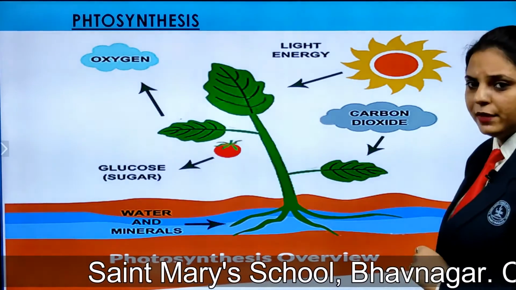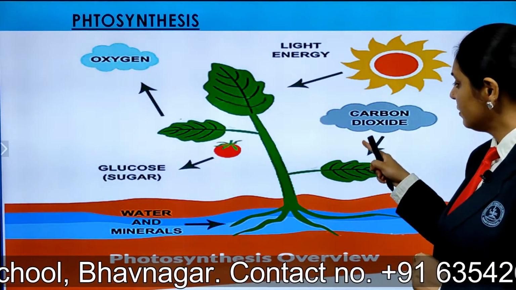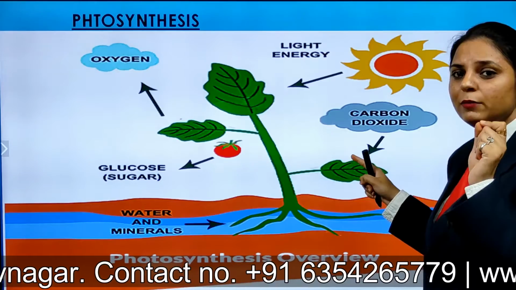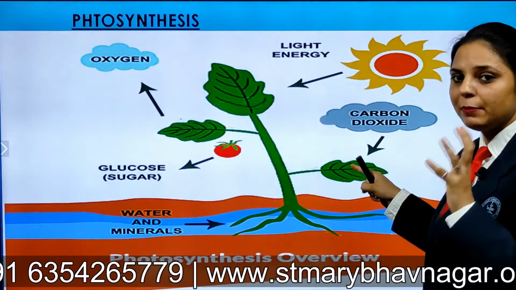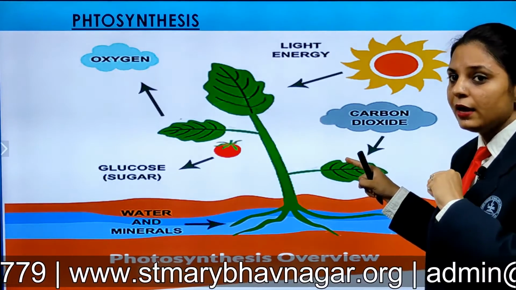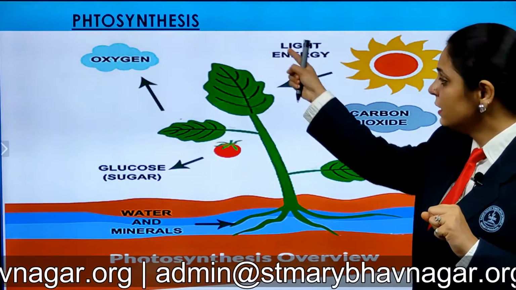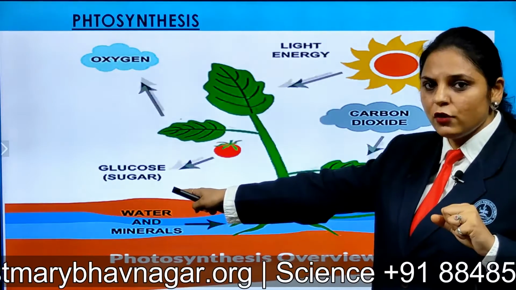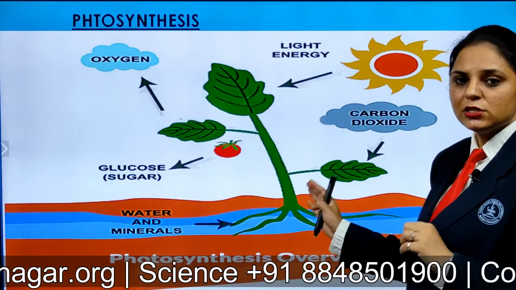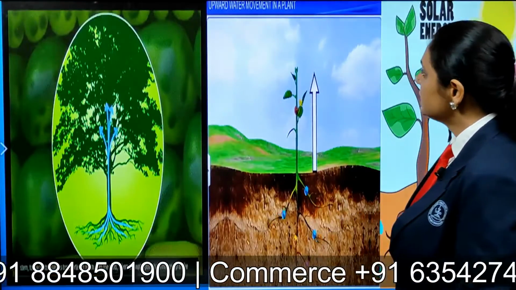Then what is going to happen? As the water goes to the leaf, the leaf having small tiny pores, which I am going to discuss later, these tiny pores will trap the carbon dioxide from air. And then lastly, solar energy, that is light energy, is trapped by the leaf, and in turn glucose is formed and oxygen is released. This is what actually photosynthesis is.